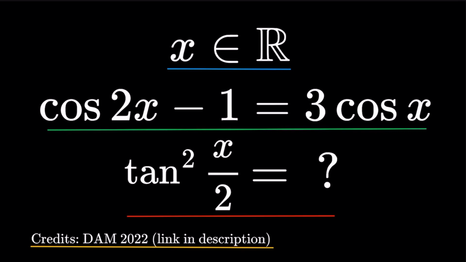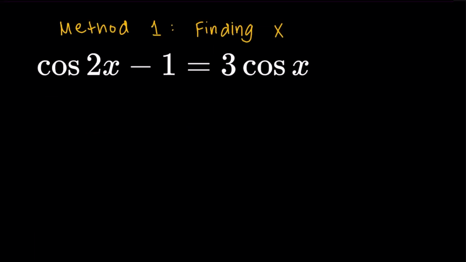Alright, so very simple. We have a trigonometric equation. So I'll be showing you guys two ways to do this. One is to directly try to find the value of x, because after I find x, I'm just going to substitute into tangent squared x over 2 and solve for whatever that value is.